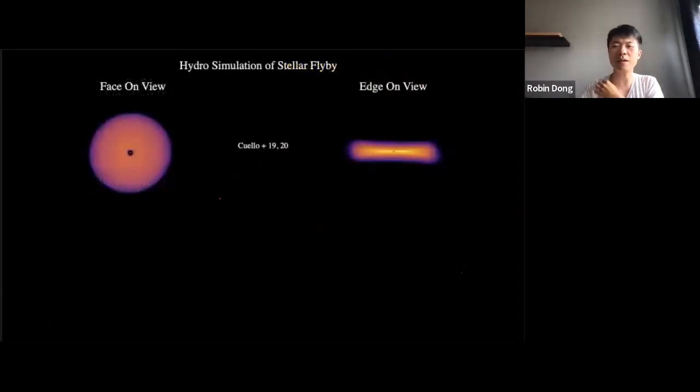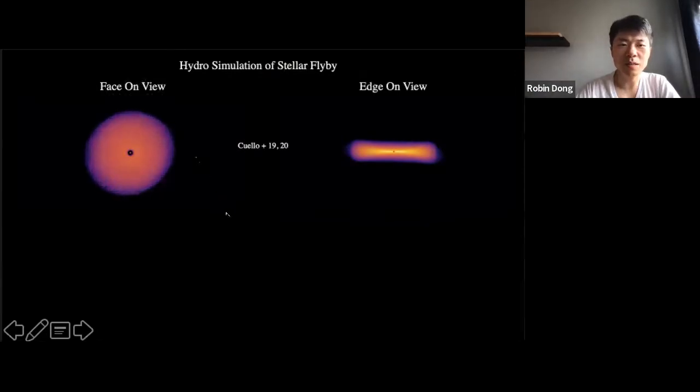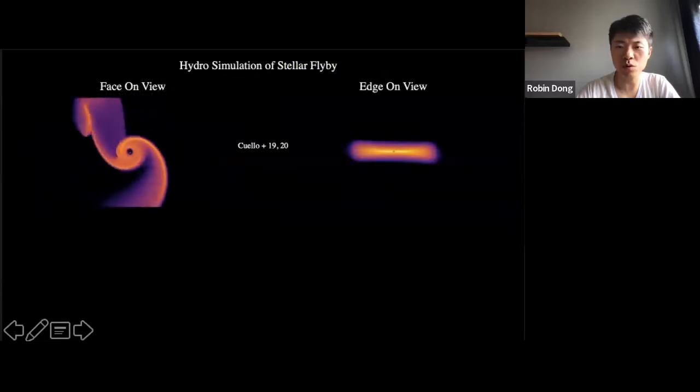So here's a hydro simulation of the flyby event. The left animation will show the event in a face-on view. The flyby star is going to come in from the lower right corner. It is on an orbit inclined by 45 degrees from the disk, although we couldn't quite tell from the face-on view. So as it comes in, you see the disk is dramatically perturbed and 2 large-scale spirals are produced. In this view, the 2 spirals are roughly symmetric.